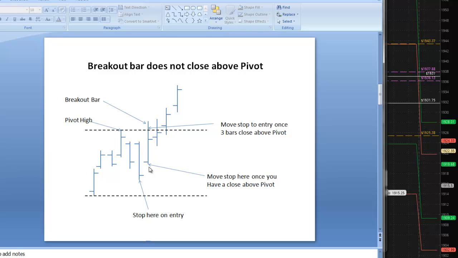Now what you want to see is within the next 2 bars, a close above that pivot. If not, then chances are it's going to fail. So this next bar doesn't close above, but then the next bar closes above. At this point, the bar closes above, and once you get 3 closes above, then of course you can move your stop to break even or entry. So that's the way it's supposed to work. Now, the market also has some tells that are going to tell you whether or not this is going to succeed. So let's take a look at that.